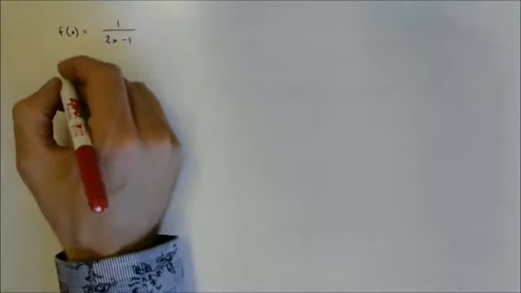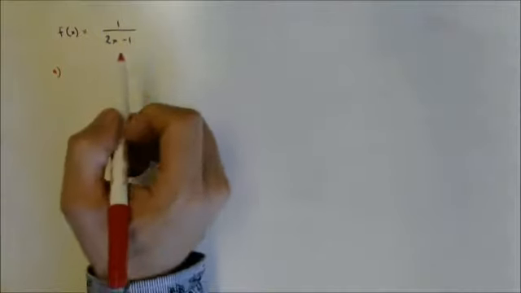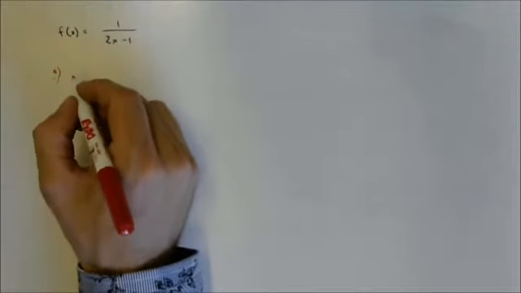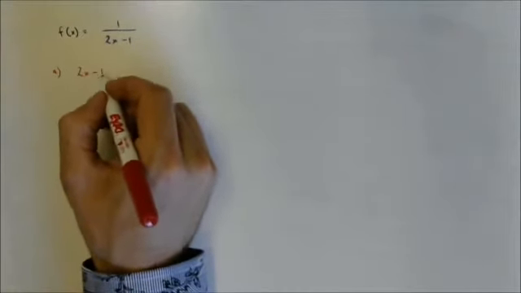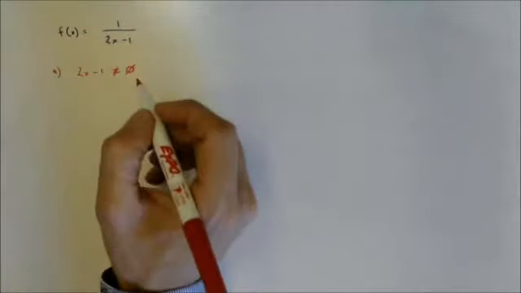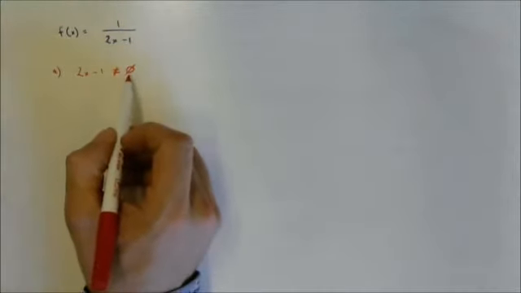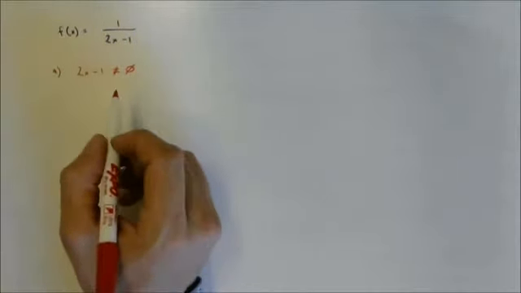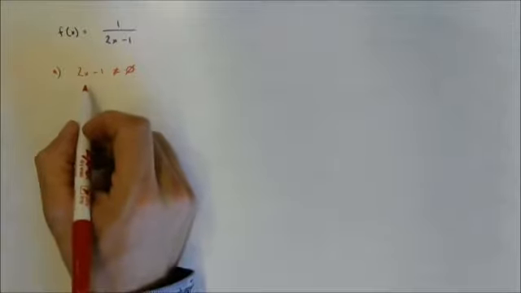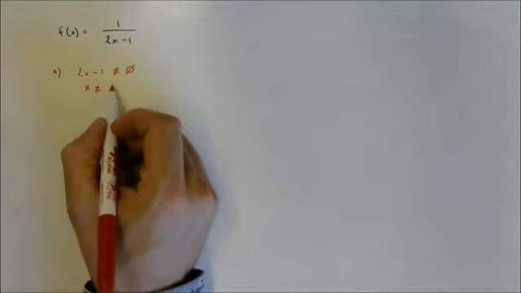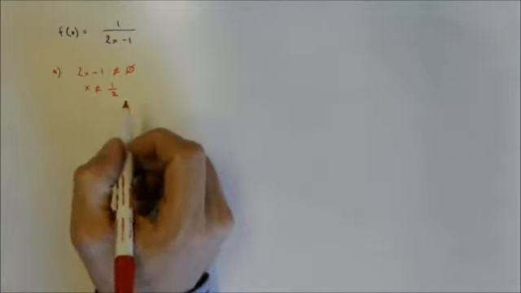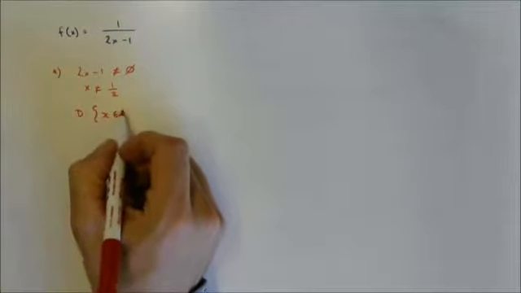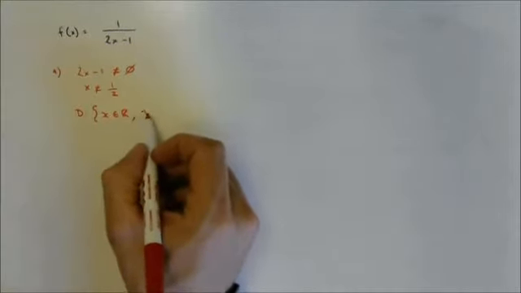Okay? First things first, state the domain. Well, what has to be true about x? Any restrictions on x? Anything x can't be? Can't be 0.5. Okay, good. So we know that 2x minus 1 can't be 0, because that would make this whole function undefined if the denominator were 0. So, simple algebra, we're going to add 1 to both sides and divide by 2. x cannot equal 1/2.